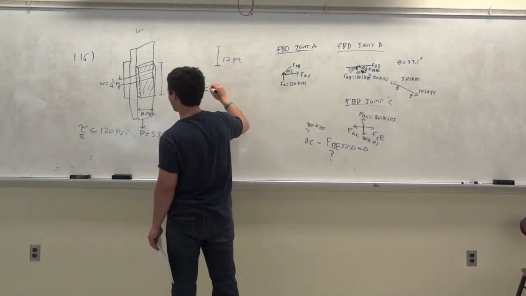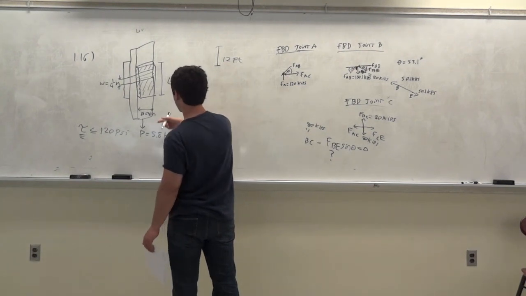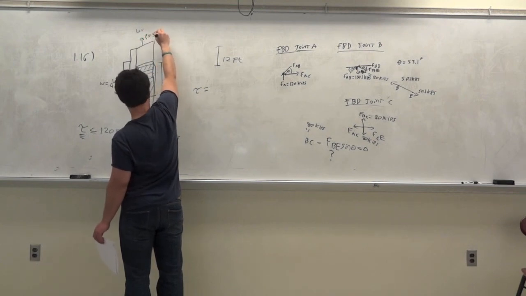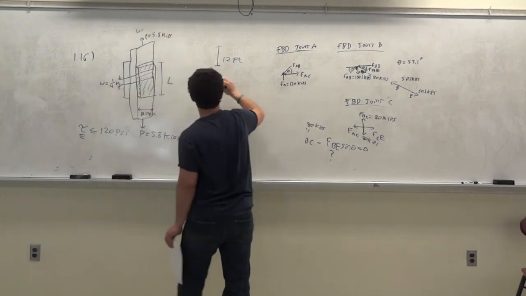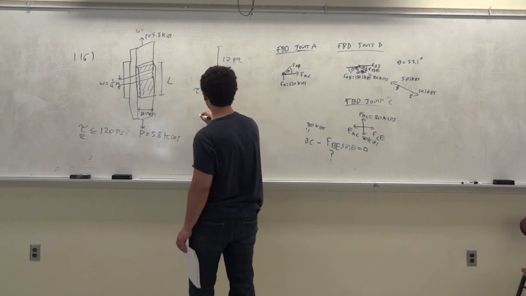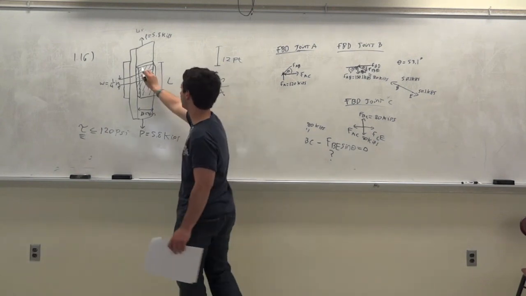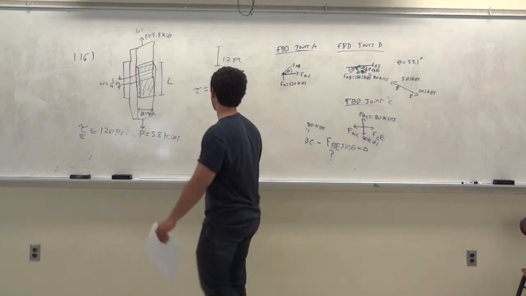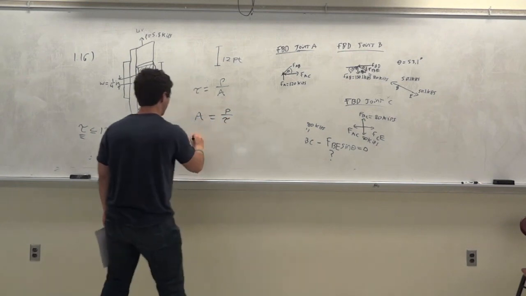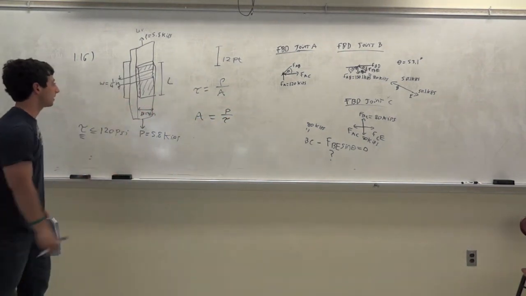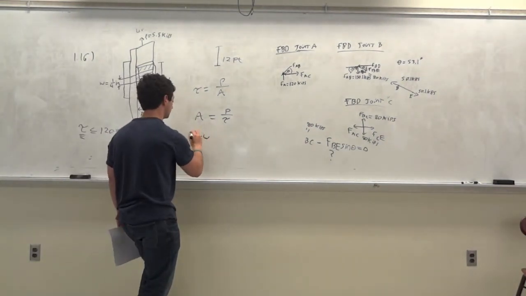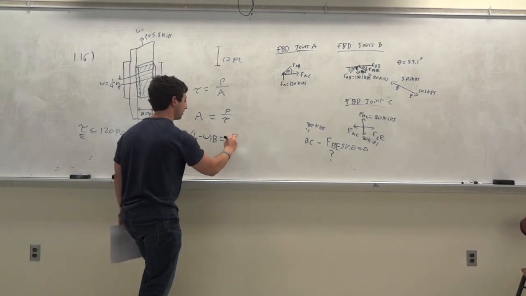So tau is equal to the force over area. The force is just P. It's loaded here. P is equal to 5.8 kips. So tau is equal to P over A, and we have to solve for A because the only unknown is L. So A is equal to P over tau. What is A? It's this area and this area. It's L minus W times B, right? That's the area. So L minus W times B is equal to P over tau.